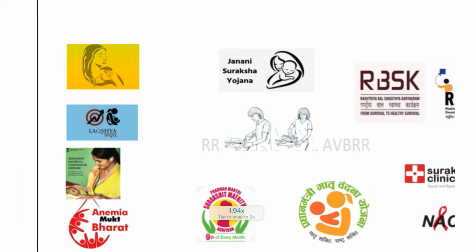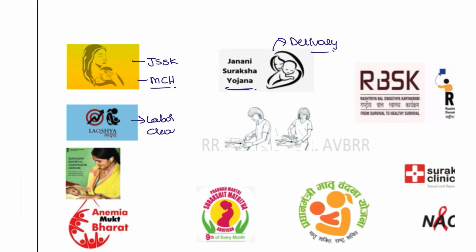Next, coming to the national health programs, identification of the logos is important. This is the Janani Shishu Suraksha Karyakram. This is the Janani Suraksha Yojana. Here both MCH, mother and child care, you are going to see, and this is for deliveries. Only for delivery care, you are going to see the Janani Suraksha Yojana. And LaQshya is for labor room cleanliness. And this is for SUMAN, and here it is MCH care, where mortality and morbidity have to be 0.